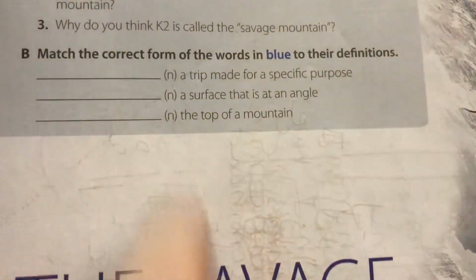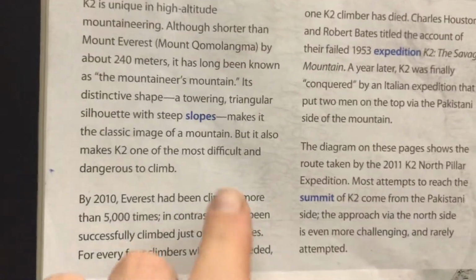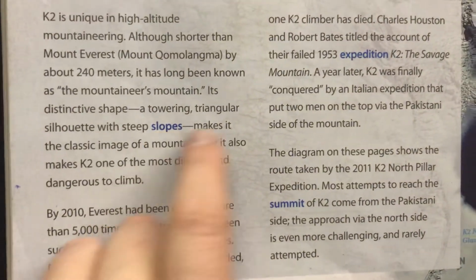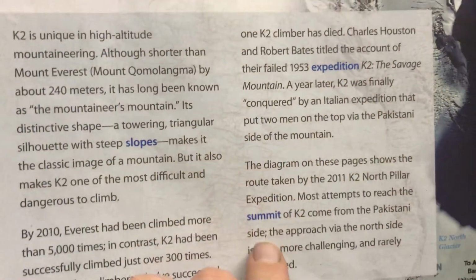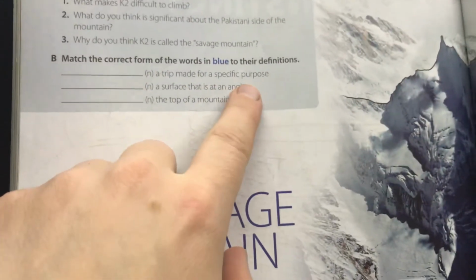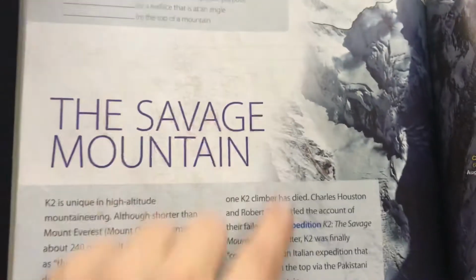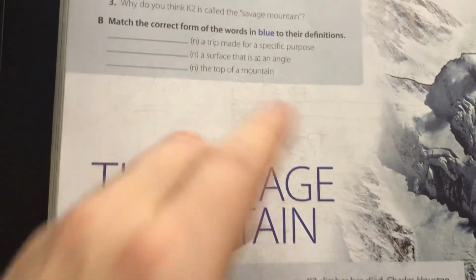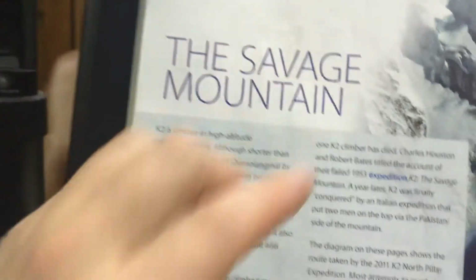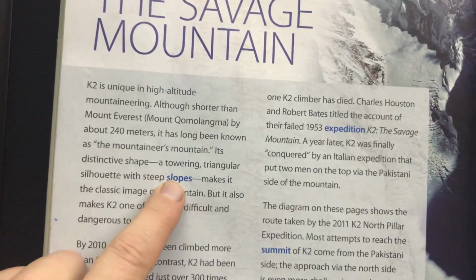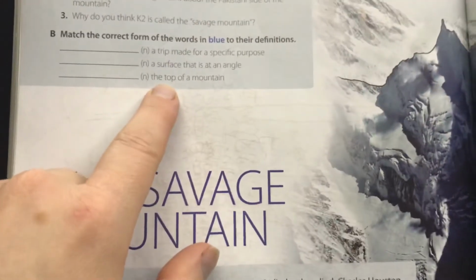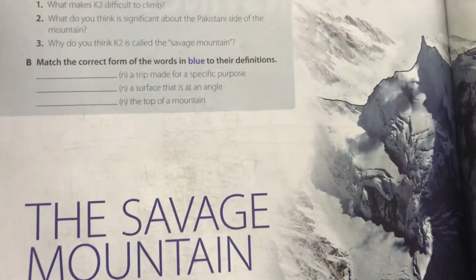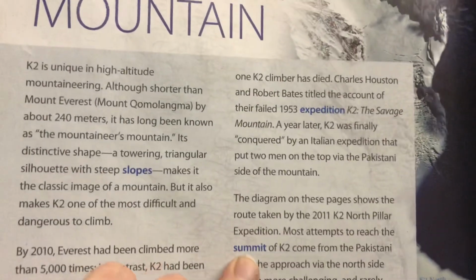Okay, let's take a look at vocabulary. They're all nouns in the text, so they're blue words here. Slopes, expedition, and summit. So a trip made for a specific purpose would be expedition. A surface that is at an angle like this would be slope. And the top of the mountain, we said, was the summit.